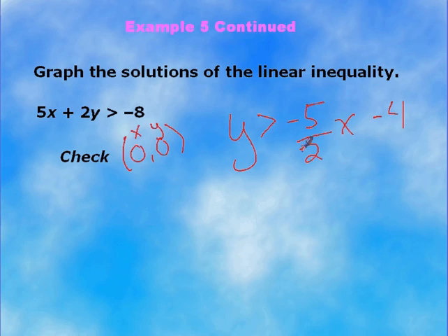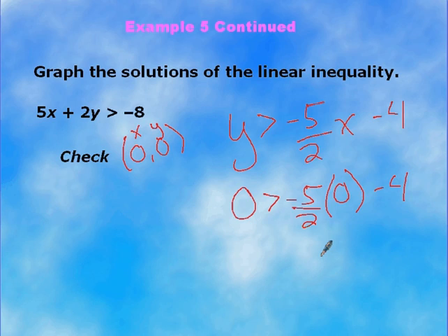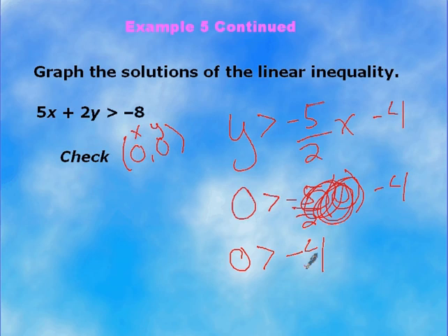Okay, so now we'll plug in these things. So instead of y, we're going to plug in 0 is greater than negative 5 halves. And instead of x, we're going to plug in 0, minus 4. So it's 0. When you multiply these two together, anything times 0 is 0, so we can just cross that out. Okay, so is 0 bigger than negative 4? Yes, negative 4 is on the negative side, so it's smaller than 0. So this is true, which means we did our math right.